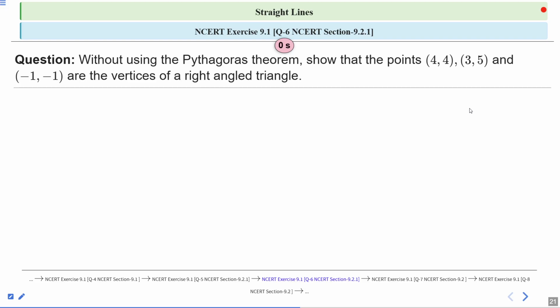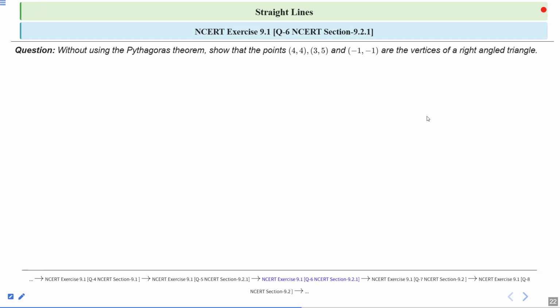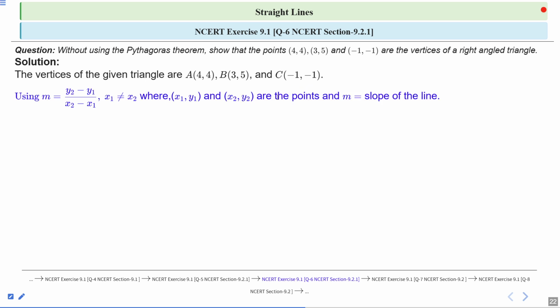Okay, students, your time is over. So now let us see how to solve this question. The vertices of the given triangle are A(4, 4), B(3, 5), and C(-1, -1). Using this formula, m equals (y2 minus y1) divided by (x2 minus x1), where x1 does not equal x2, and where (x1, y1) and (x2, y2) are the points, and m is the slope of the line.